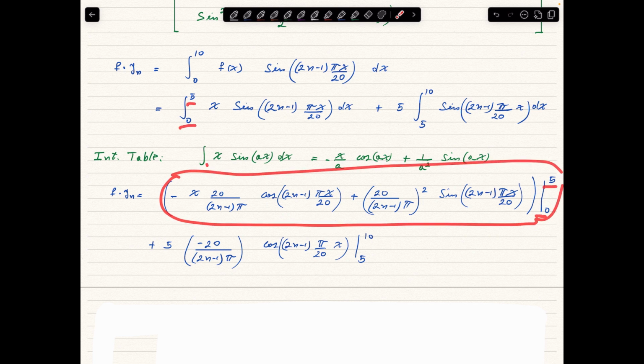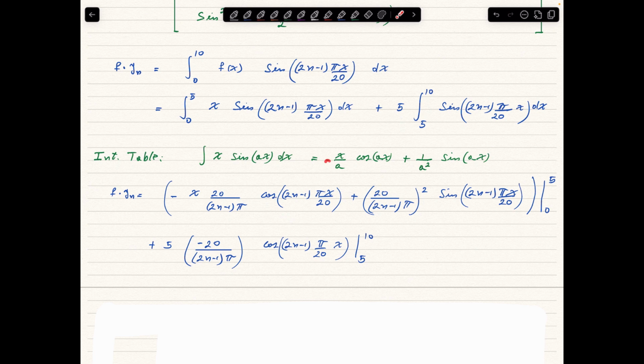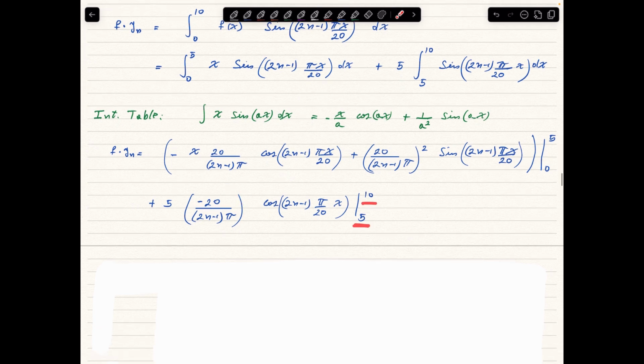In 0 and 5. So we have the negative, we have the x. The a is this coefficient, that's a. So we need 1 over a, right here, then a cosine of that, and then 1 over a squared, there it is, times the sine, evaluated on 0 and 5. And then we have here the 5, we still have the 5, and then we need to integrate the sine, which is going to be negative cosine, and here we flip it. But this is between 5 and 10. Alright.